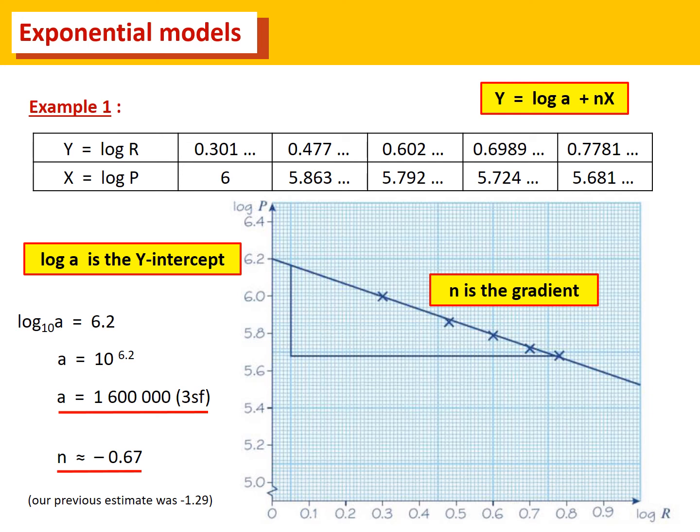We form up here a new table of values using the log of our original values. We plot the straight line graph, and then we look for the y-intercept and the gradient of our straight line graph.